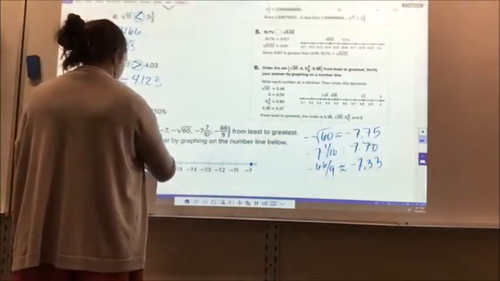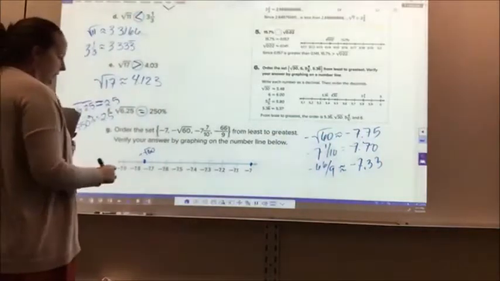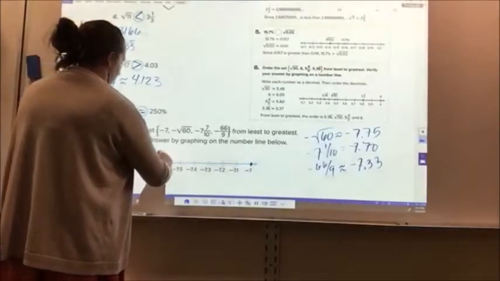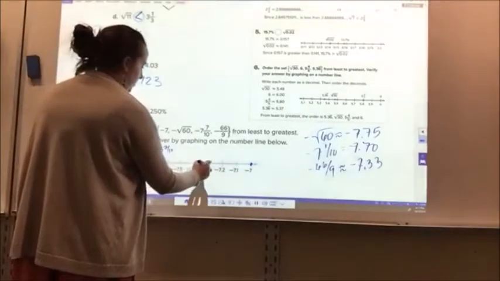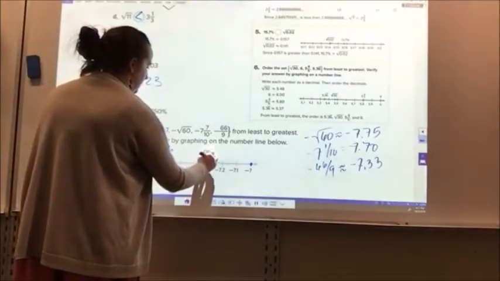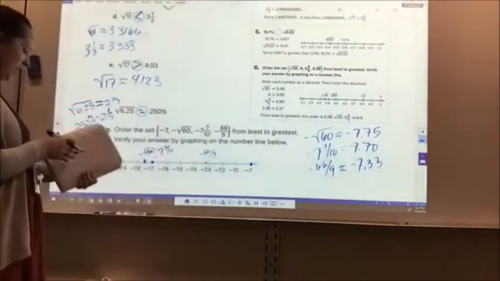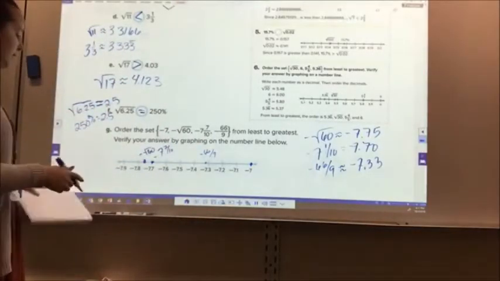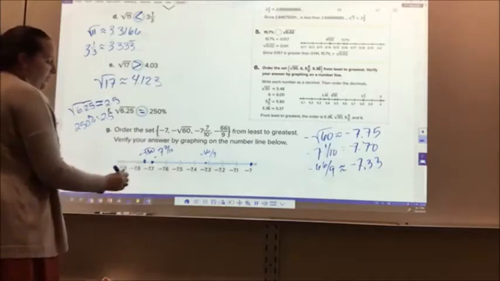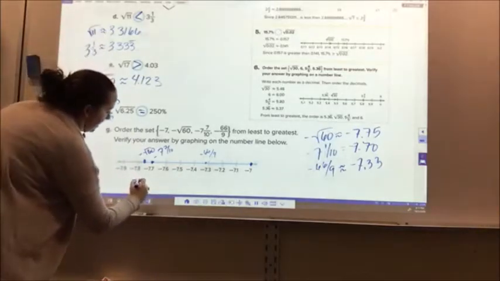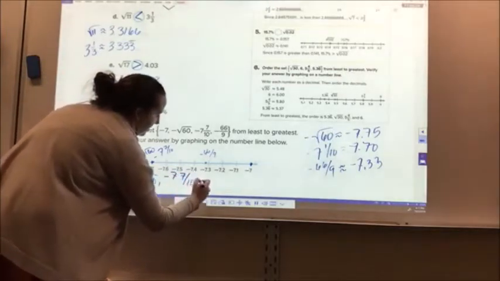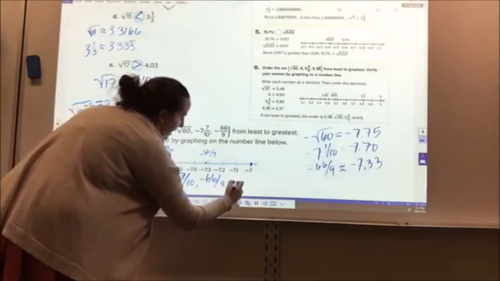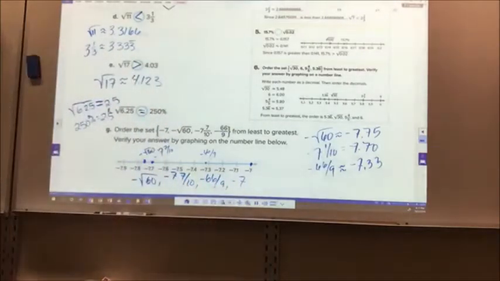-7.75 is right here. That's negative square root of 60. Then I have -7 and 7/10 right there. And then -7.33 is about right there. That's -66 ninths. So I'm going from least to greatest, so the smallest to the biggest. I'm dealing with negative numbers, so these are actually smaller. So my answer is going to be negative square root of 60, -7 and 7/10, -66 ninths, and then -7 is my last one.